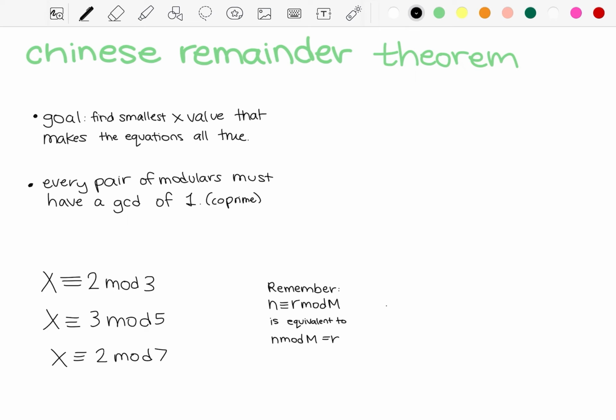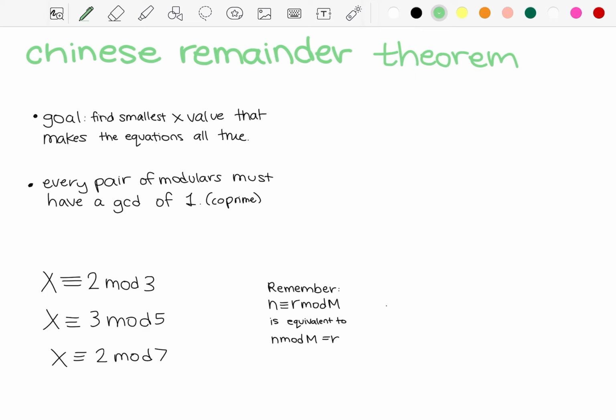In order to apply this theorem, we have to make sure that every pair of moduli has a GCD of 1, and that's the same thing as saying that they're coprime or relatively prime. So let's verify this before we move on. 3 and 5, their GCD is 1, because that's the greatest common divisor. Then let's check 5 and 7, also GCD 1, and 3 and 7, also GCD of 1. So yay, we can apply this.